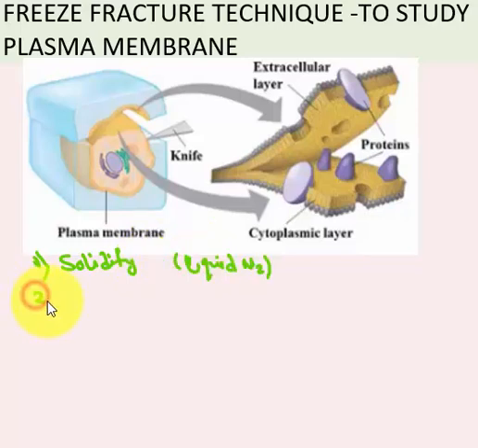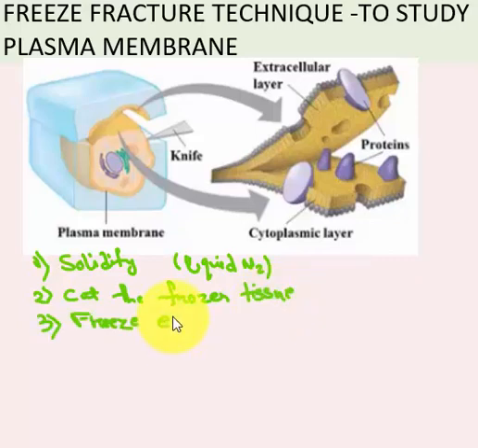Then the second step is you need to cut it with the knife. So the frozen tissue is fractured with the help of a knife. So the second step is to cut the frozen tissue. The third point is freeze etching. What is it? It means the surface ice is removed by the vacuum. By the help of vacuum, the surface ice is removed.